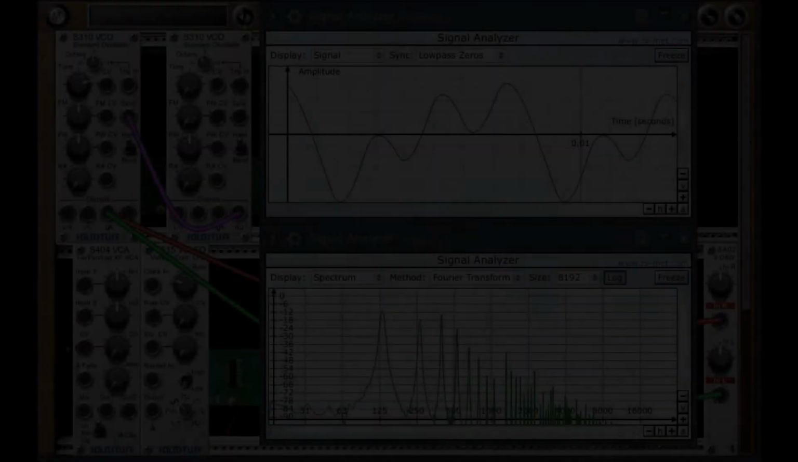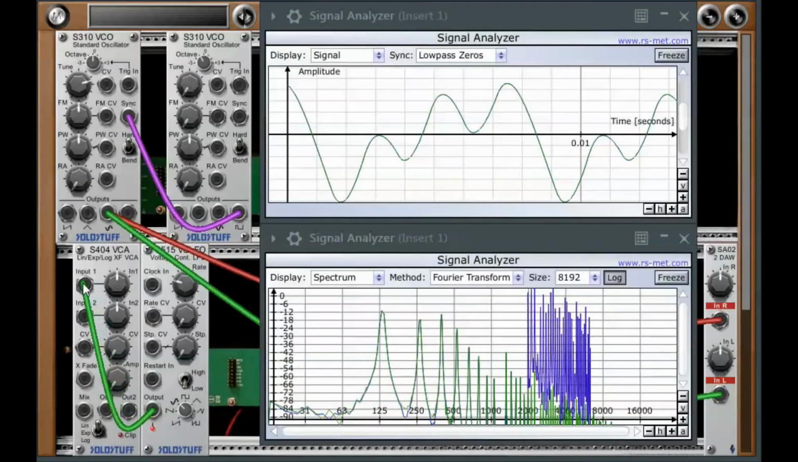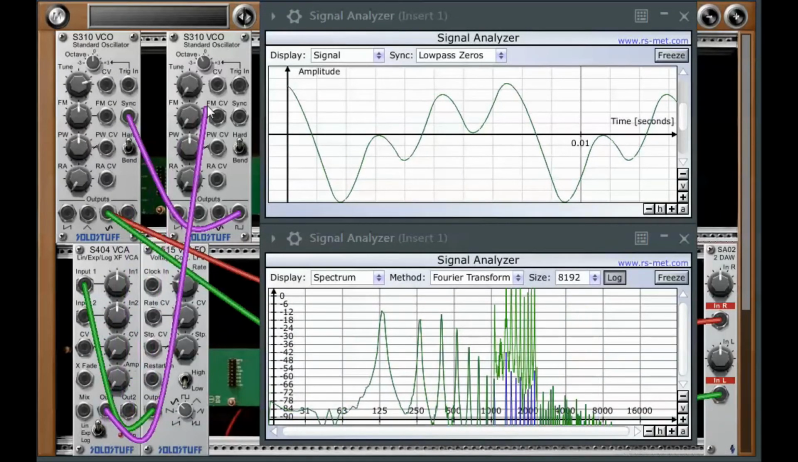I can't help playing around a bit. I modulate the master's frequency with an LFO and regulate the strength, the amplitude of the LFO's signal, with an amplifier.